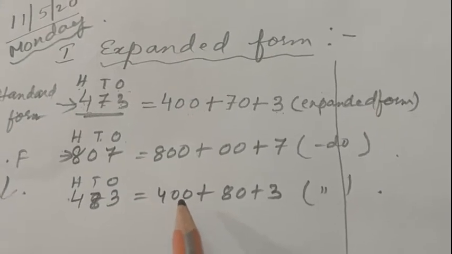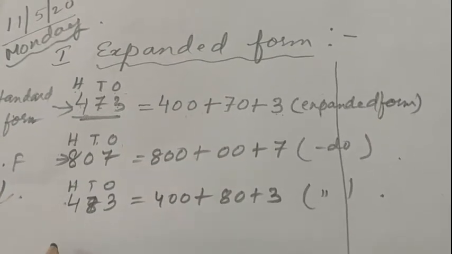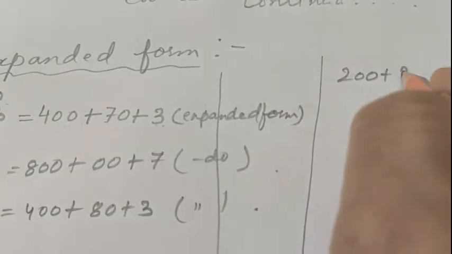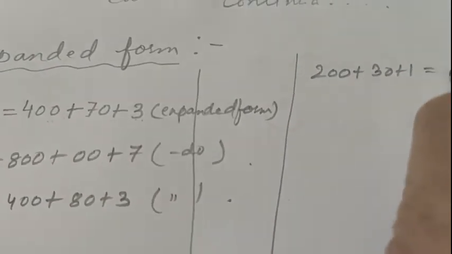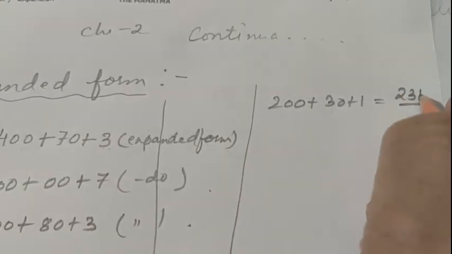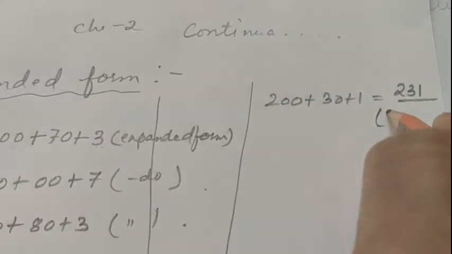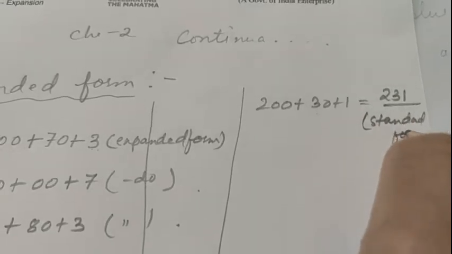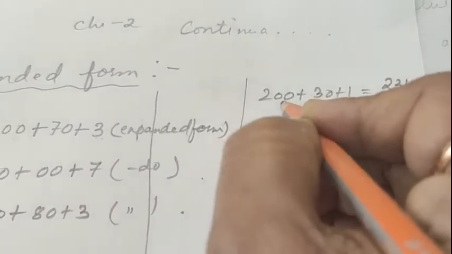I think expanded form is clear for all of you. If the number is written, take an example, if the number is written like that, 200 plus 30 plus 1, you have to write in standard form. How you have to write? 231. So 231 is the standard form. What is it? It is standard form. And this is expanded form.